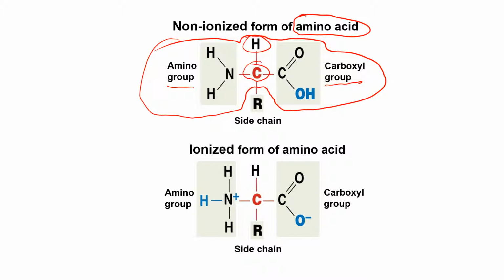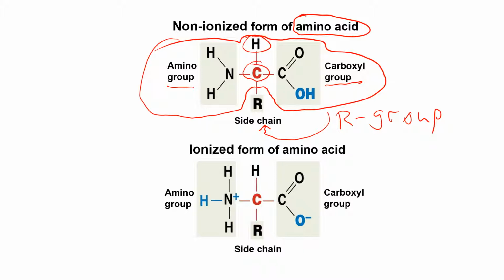Now, how do the 20 naturally occurring amino acids vary from one another? Well, that has to do with this guy here, your R group. Your R group is what varies, and that's how you get different amino acids with different properties and behaviors.